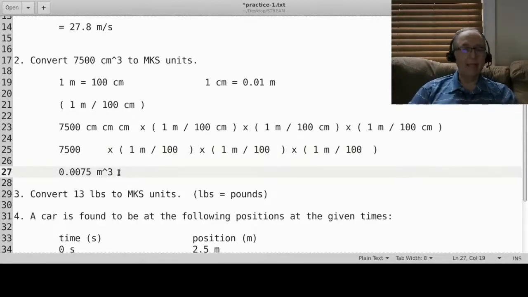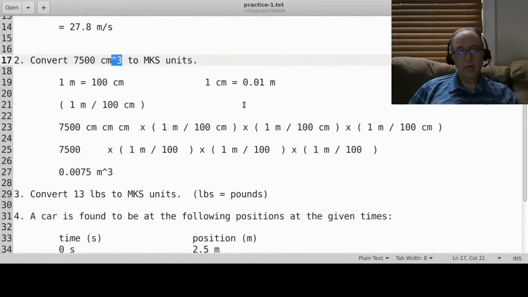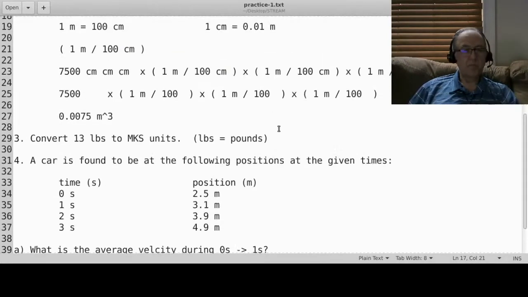This is a more complicated example, and let me see if there's any questions in the chat. Looking pretty good. All right, so that's question number 2. Question number 2 just adds this extra complication: what do you do whenever there's an exponent on one of the units?